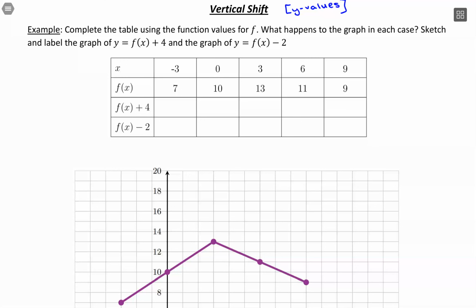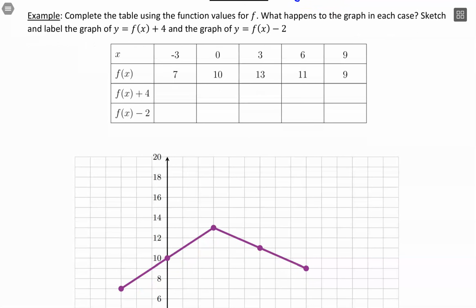So we have an example here where we have a table, and what we're going to do is just see what happens when we have this transformation of adding 4 to f of x or subtracting 2 from f of x. So let's just focus on the f of x plus 4. What this means is that we'll take our output value and add 4 to it.